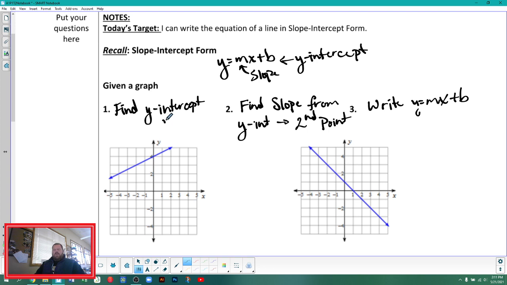So in step one, we're really finding our b. In step two, we're finding our m. And those are the two things that I need to find. So let's go ahead and take a look at how we might do that.